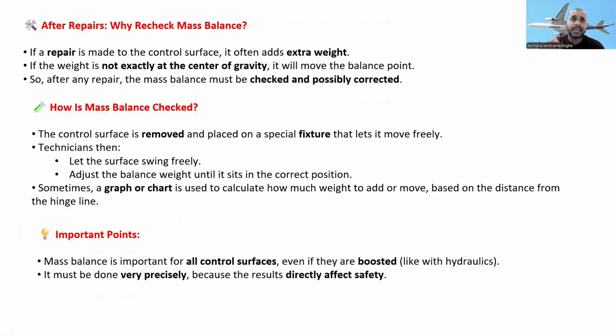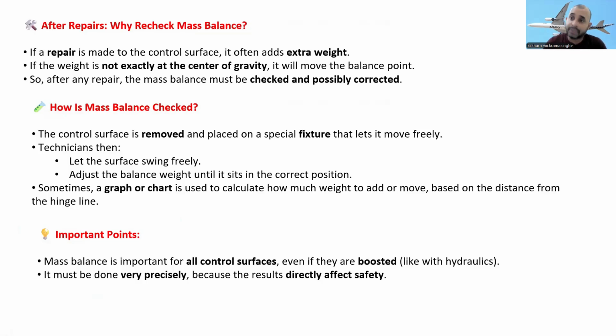After repair, why recheck the mass balance? If a repair is made to the control surface, it often adds extra weight. If the weight is not exactly at the center of gravity, it will move the balance point. So after the repair, the mass balance must be checked and possibly corrected. How is the mass balance checked?